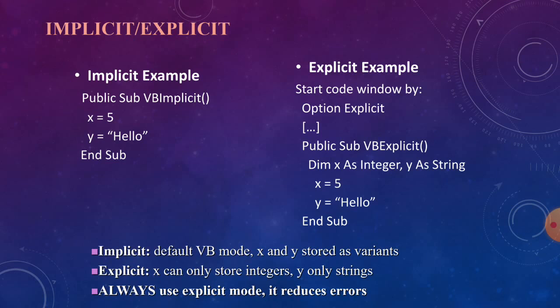Here, implicit is the default VB mode, x and y are stored as variants. Whereas in the case of explicit, x can only store integer values, y can only store string values. So like that the explicit differs, and always use explicit mode, it reduces errors. So it is better to use the explicit mode, that means better to declare the variables with their data types when you are writing VB code.